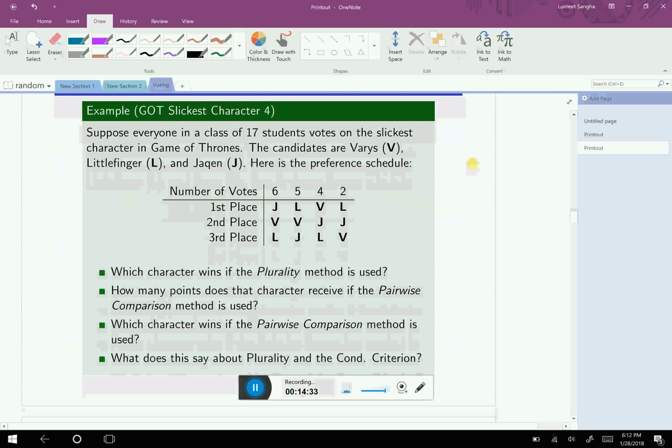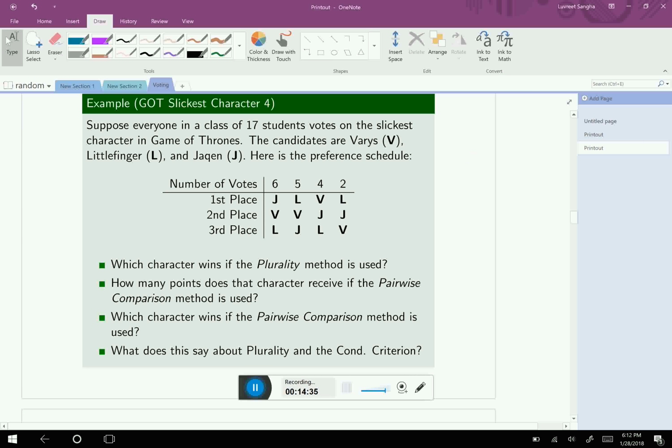All right, so I want to do another example. This is another slickest Game of Thrones character example, and we've looked at this a couple times. There's 17 students in the class that are voting on the slickest character in Game of Thrones, and there's 3 candidates: Varys, who's going to be V; Littlefinger, who's going to be L; and then Jaqen, who's going to be J. And then we have this preference schedule.